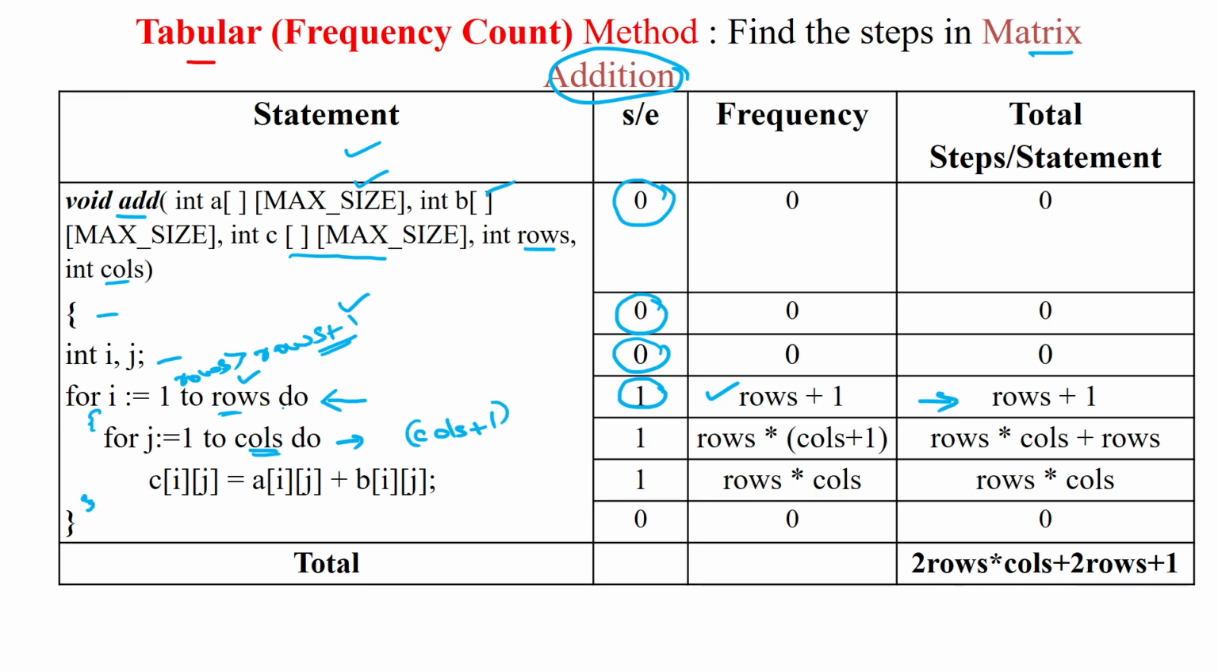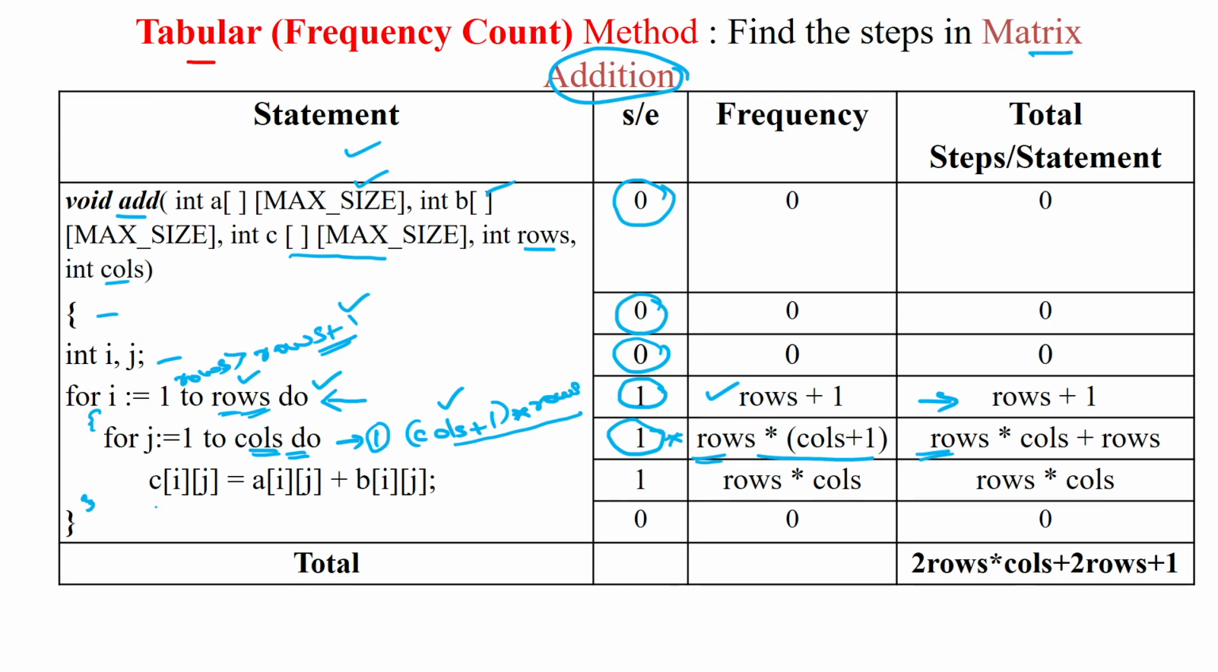How many times? This is the inner loop for the rows, so this will execute row number of times. Each time it will consume 1 unit of time, as given here. How many times will it execute? Number of rows times, right? This will check columns plus 1 time, so that's what is given here: rows into columns plus 1 times. So multiply this 1 unit of time by the number of steps, which is given here.